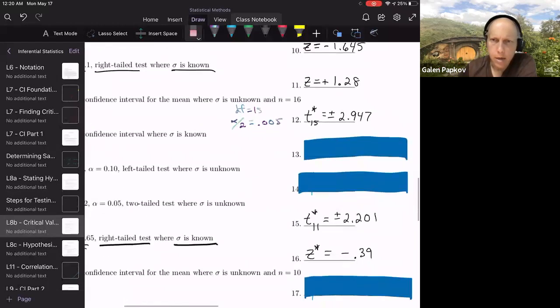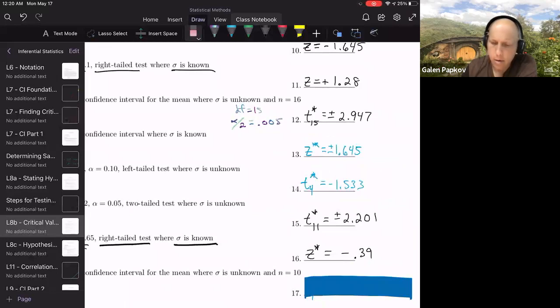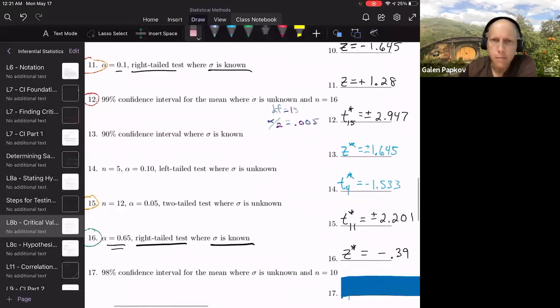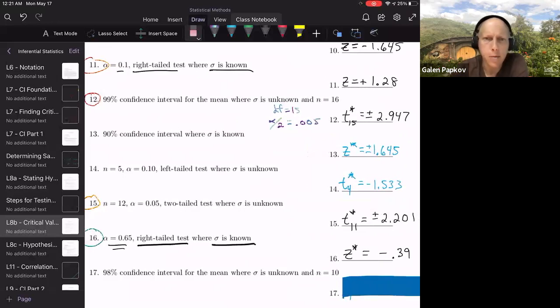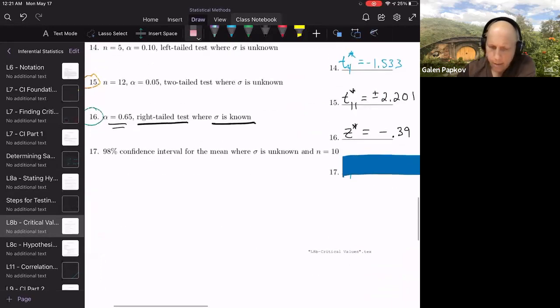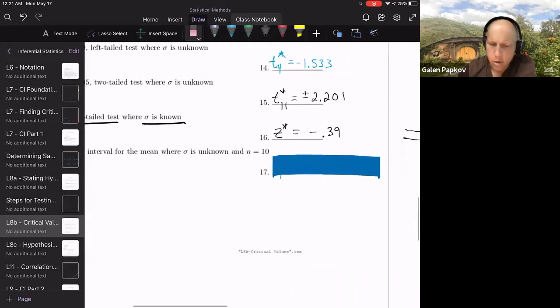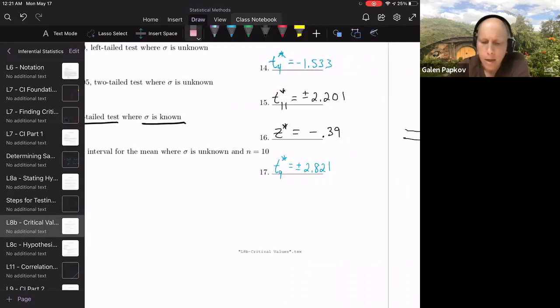Then 13 and 14. 13 sigma is known, 14 sigma is unknown. So the top one is the z star value, the bottom one is t star. You have a confidence interval of 13, so that's why plus or minus, and a left-tailed test with a small alpha for 14, which is why it's only negative, not the positive side. And then lastly, for 17, which is another confidence interval when sigma is unknown, you should have used the t-table and hopefully obtained plus or minus 2.821.